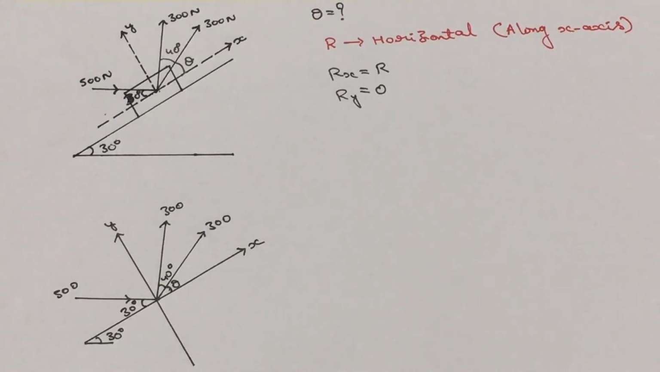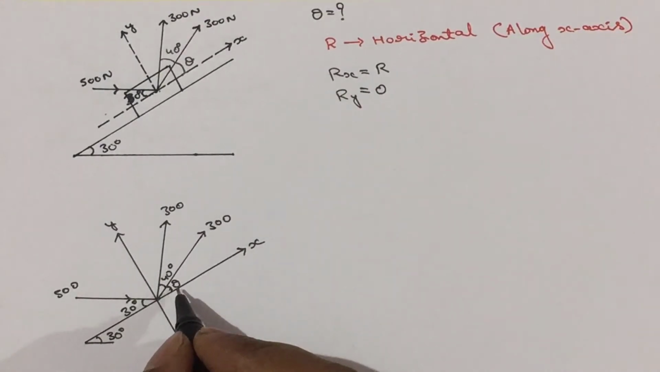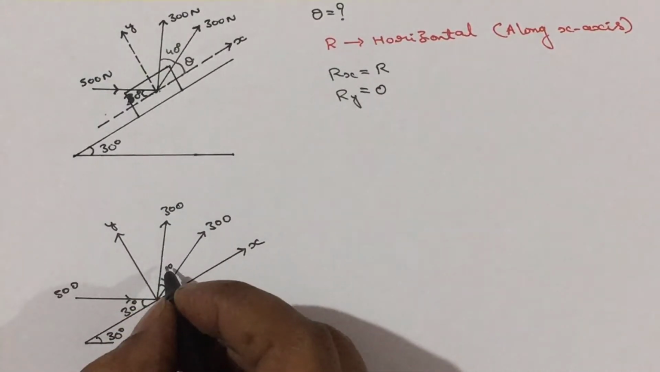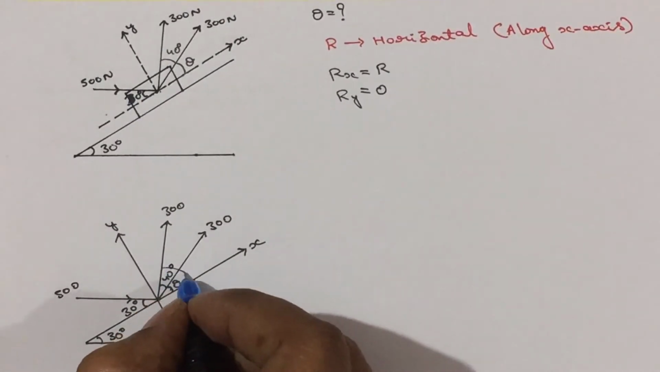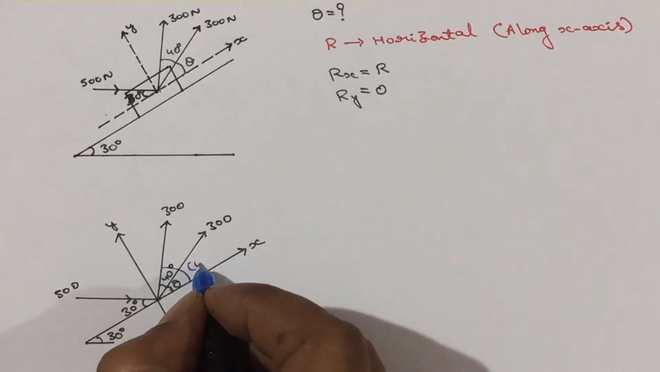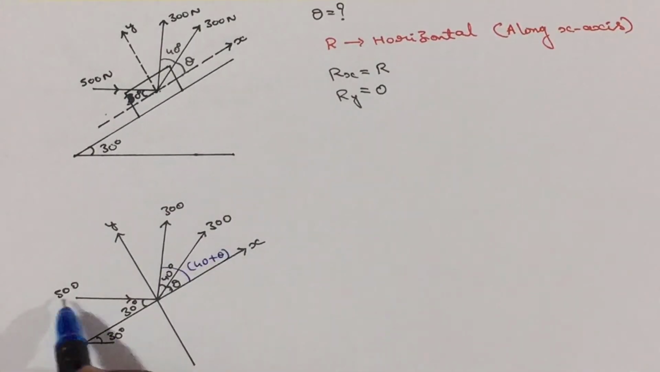So, the procedure is the same. First we need the horizontal angle for the inclined forces. For this inclined force, the horizontal angle is theta. For this inclined force, the horizontal angle will be 40 plus theta. Then for this inclined force, the horizontal angle is 30 degrees. First step is over.